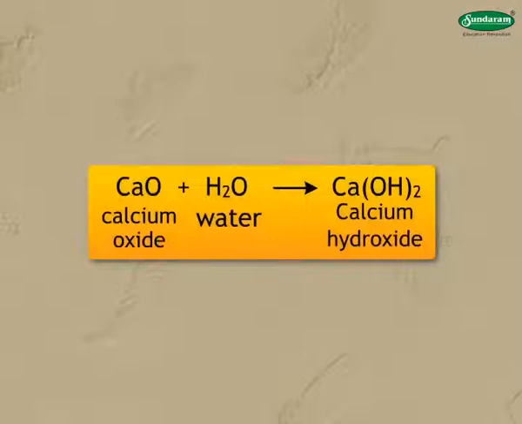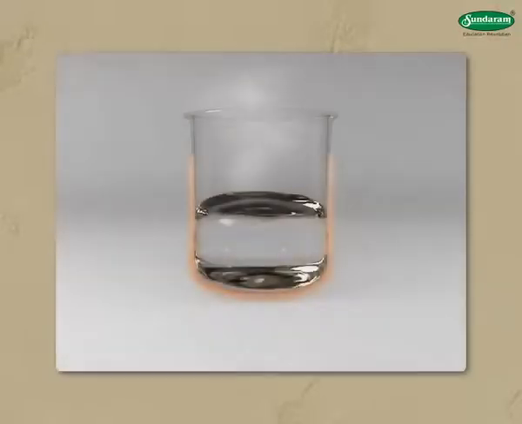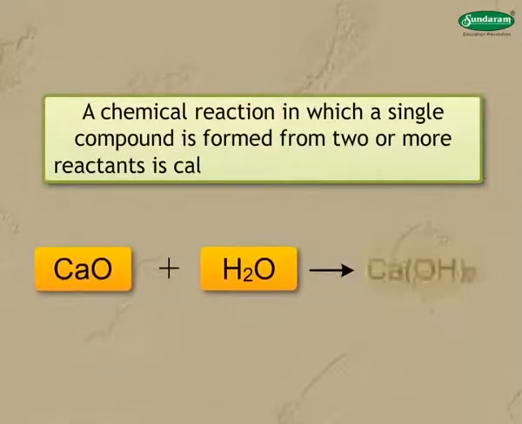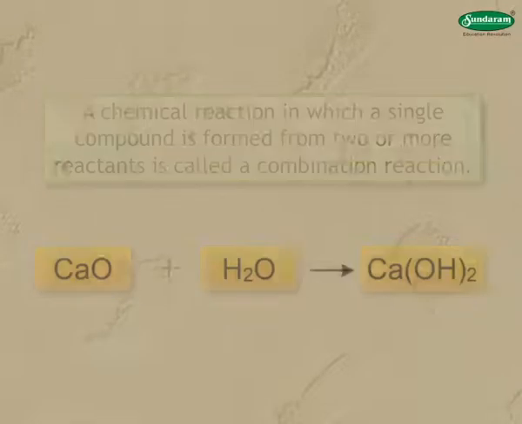Let us have a look at this equation. We see that the reaction between calcium oxide and water produces a single compound, calcium hydroxide, and warmth of the beaker is due to energy released during reaction. So, this is how we define combination reaction. A chemical reaction in which a single compound is formed from two or more reactants is called a combination reaction.